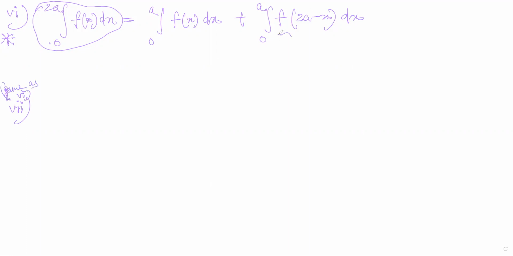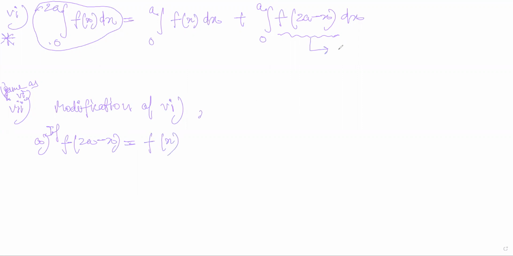The only difference is, let's say this f of 2a minus x is something related to fx. So sorry, I should write it like this. This is just the modification of sixth only. So what can happen? There are two cases. If this function f of 2a minus x gives you fx, let's say this is similar to fx only.